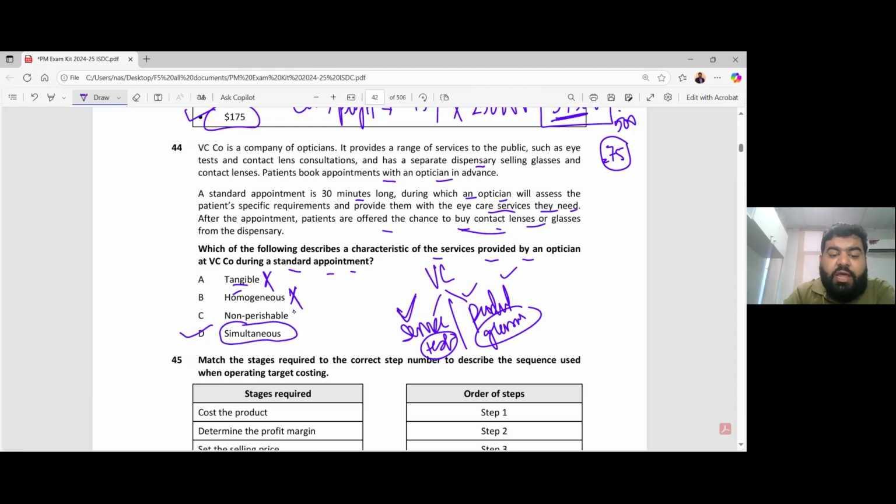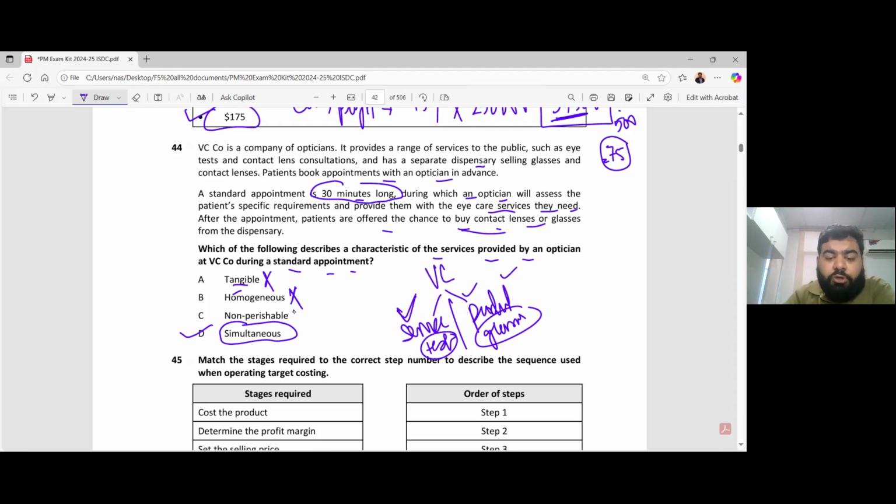Yes, it's simultaneous. Why simultaneous? Because services are provided at the same time as the other person has to take the service, since it's a 30-minute appointment. One patient comes for eye testing. We do the eye testing and the consultation, and at the same time we say you can buy the contact lenses if you want. Simultaneous basically means that while you provide the service, the person is taking it at the same time, and it's a characteristic of services.